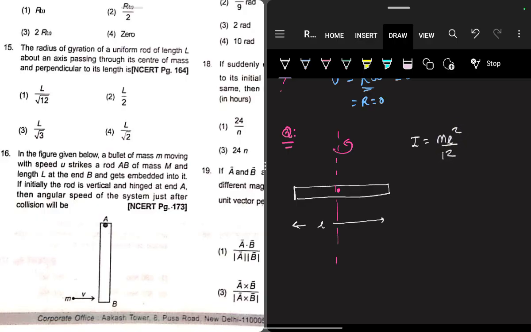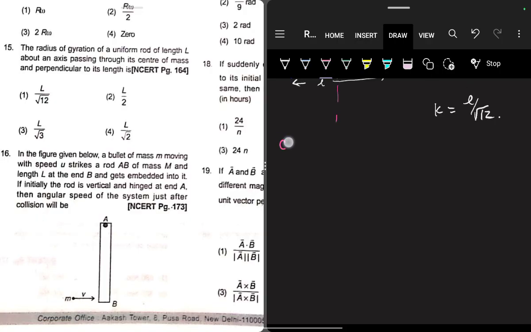And they are asking us to find out the radius of gyration. And we know that the relationship is mk square. So from here, k square is L square divided by 12. So k is L by under root 12. This is the answer.